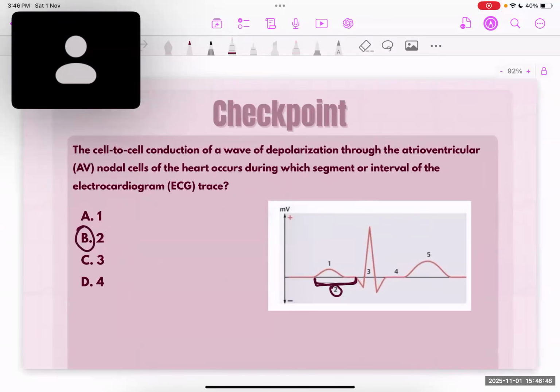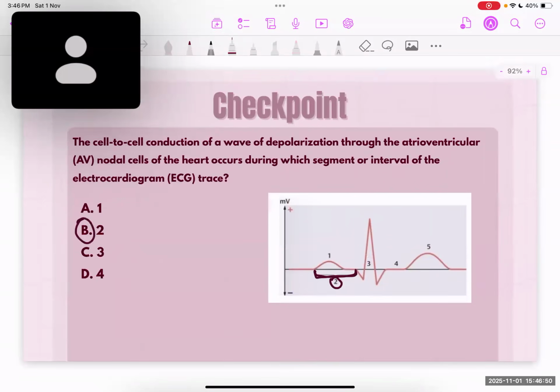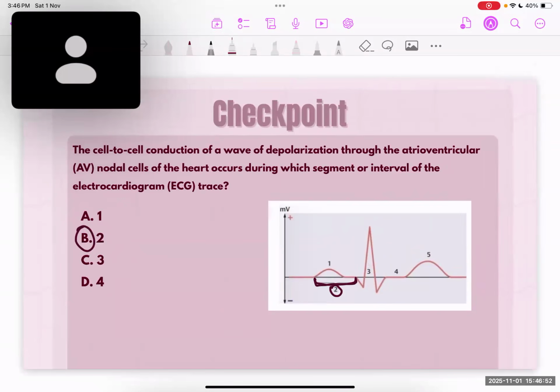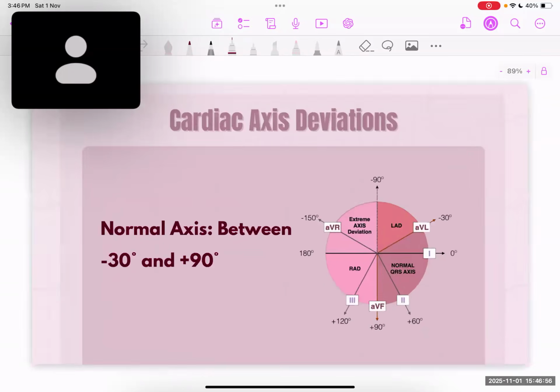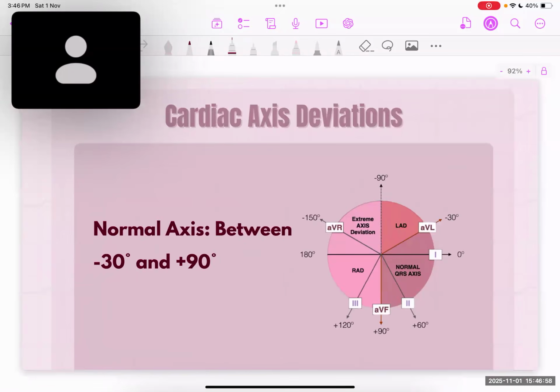The 60 method? Wait, is that a new question or is that old? To repeat the 60? Because we're gonna start something else. Okay, now we're gonna quickly go over cardiac axis deviations.